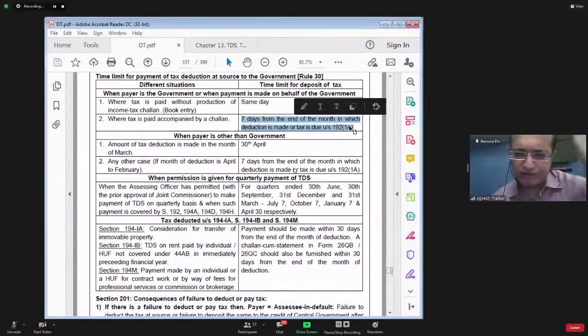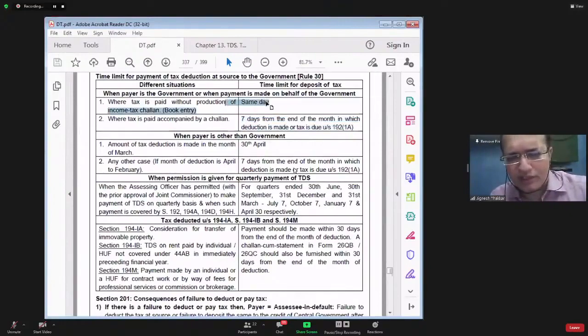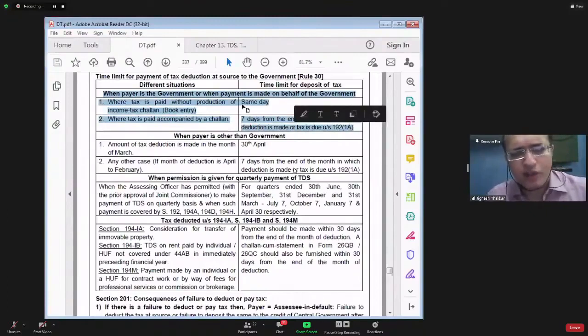Yes or no? So this 7th day of next month date is applicable in which case? When the TDS is accompanied by challan. If it is without challan, just by passing book entry, then it is the same day on which TDS is deducted. So this point 1 we have understood. This point 1 is applicable when the payer is government itself. Payer is one department of the government. We took an example of Ministry of Education.